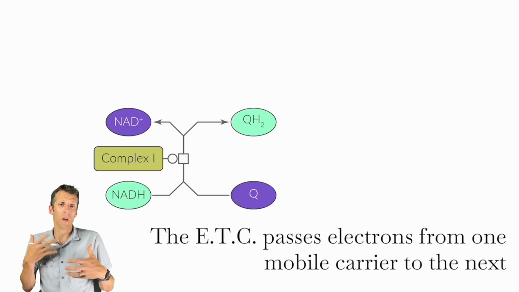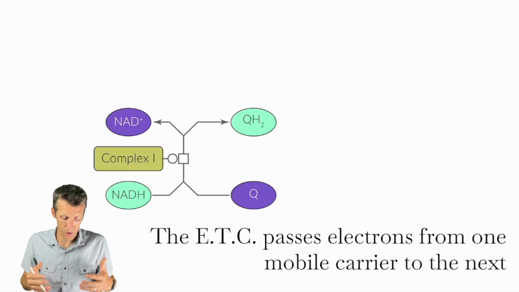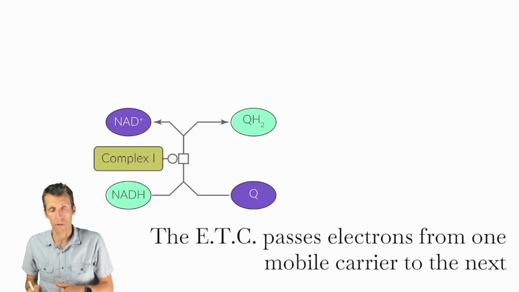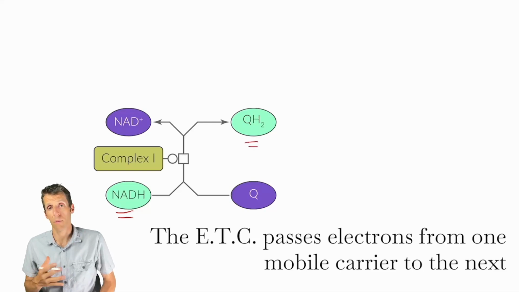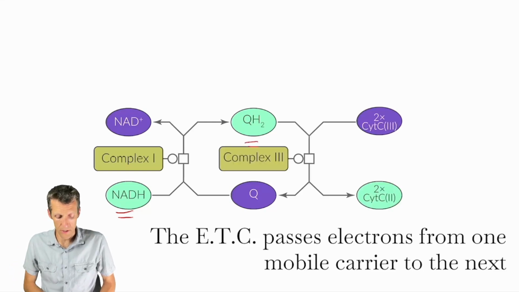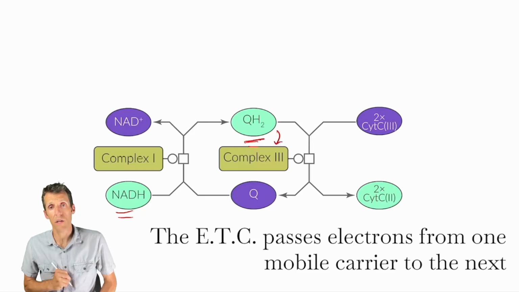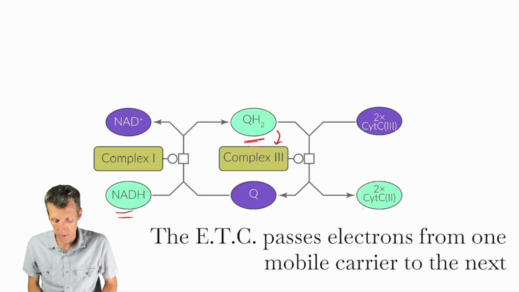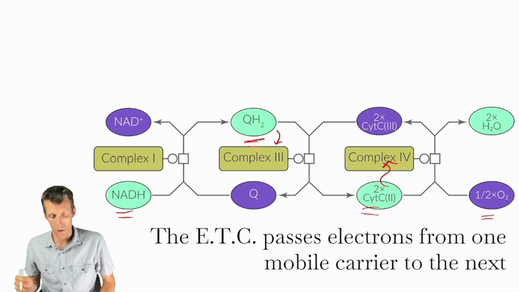And the process description of what's going on is the electron transport chain passes electrons from one mobile carrier to the next. So we can put electrons on a mobile carrier like NADH. We're going to transfer them to a mobile carrier QH2 at complex 1. That QH2 then diffuses over to complex 3, which then transfers the electrons from QH2 onto cytochrome C. Cytochrome C then diffuses over to complex 4, and at complex 4, we take the electrons from cytochrome C and use them to reduce molecular oxygen.